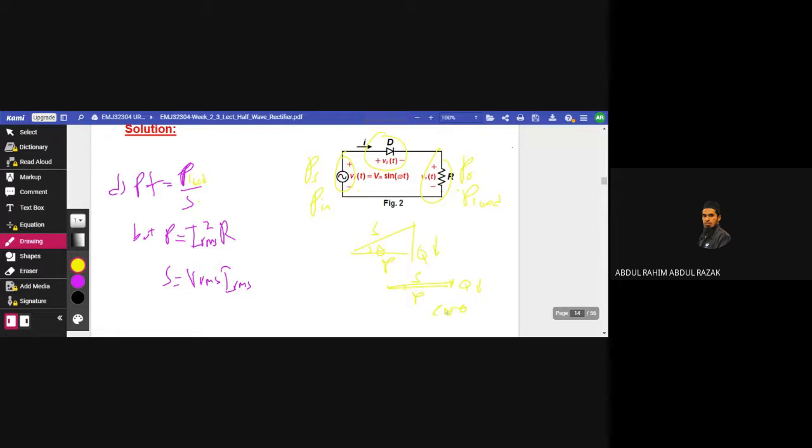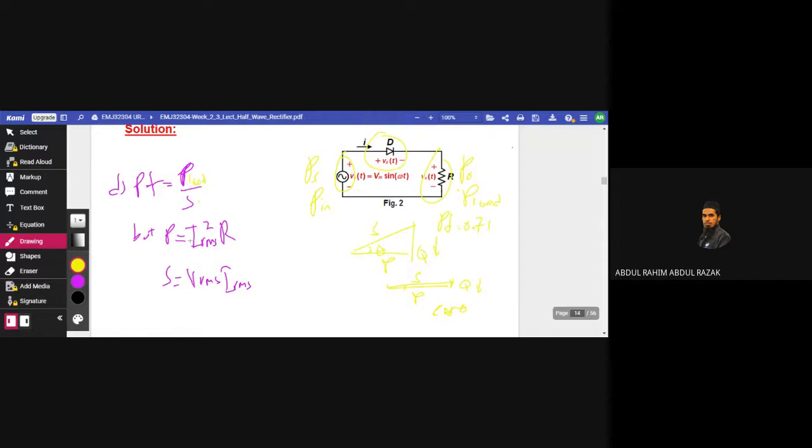Okay, now we want to evaluate, when we use a half wave rectifier, how much is the power factor? In general, the power factor of a half wave rectifier is 0.71. But we have to prove it. How to prove it? You use the normal formula, PF equals P over S.